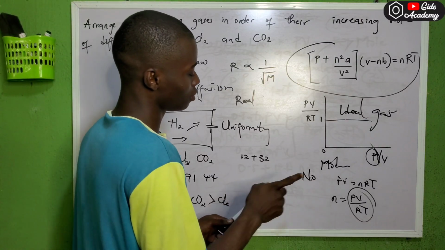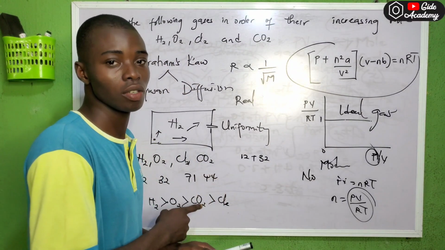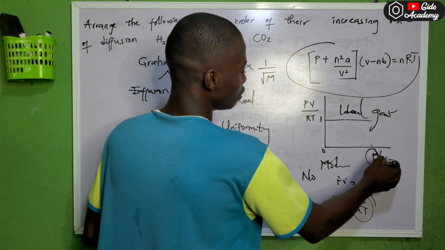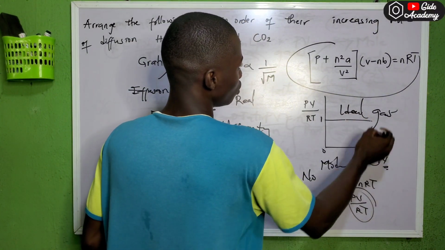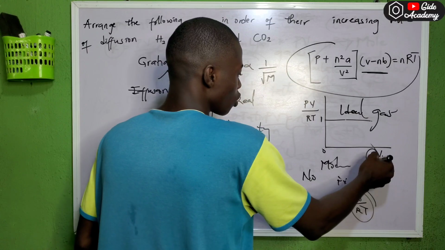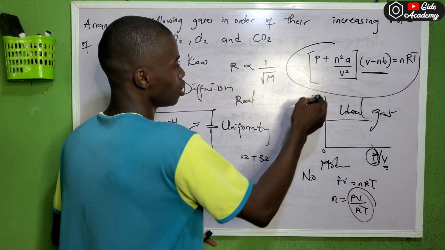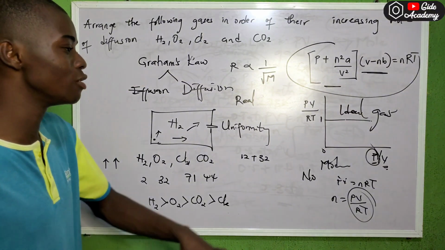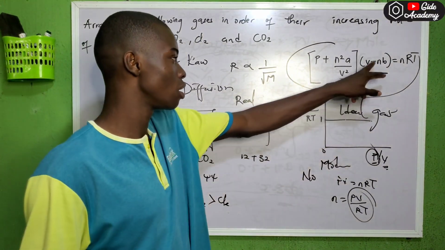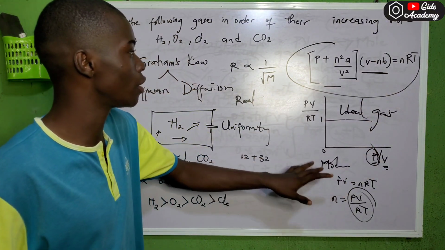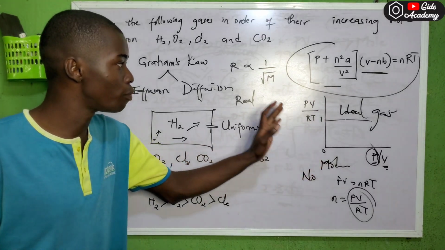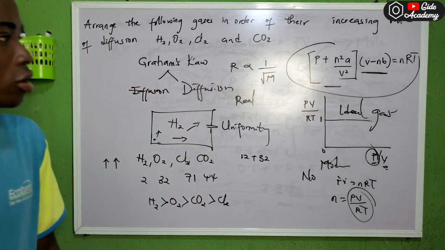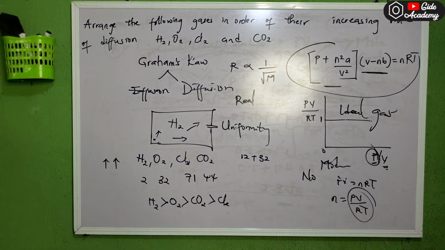I said we have positive deviation and then a negative deviation. Now listen, if you want to correct the volume for an ideal gas law, you use this formula. And if you want to correct the pressure for an ideal gas law, you are expected to use this formula. The formula for correcting the volume for an ideal gas law is V minus nb, while the formula for correcting pressure for an ideal gas law is P plus n squared a all over V squared.